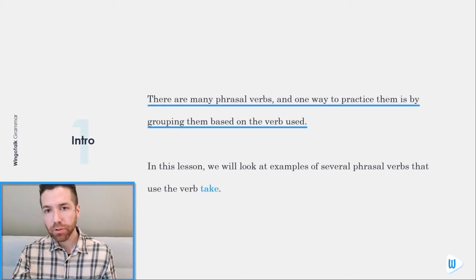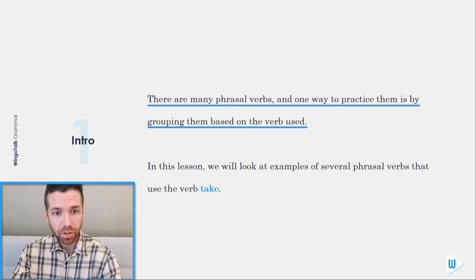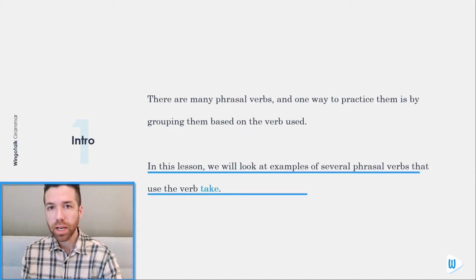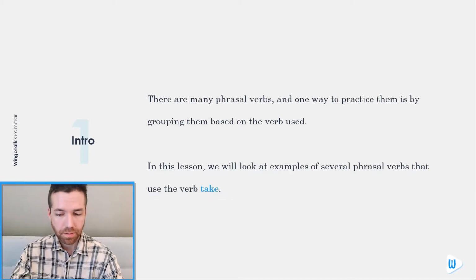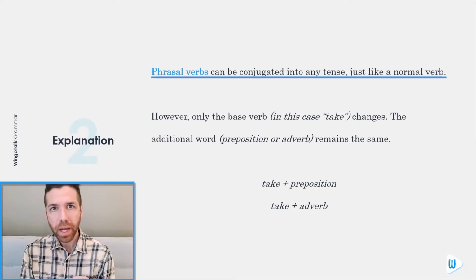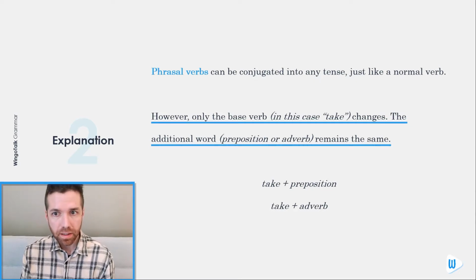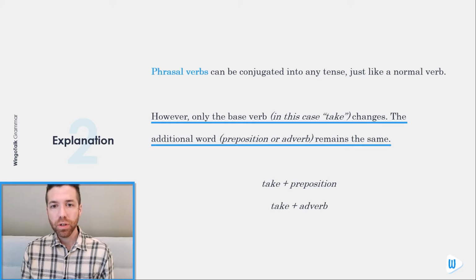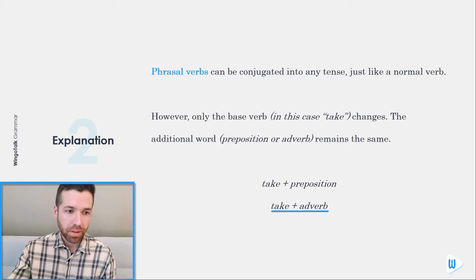There are many phrasal verbs, and one way to practice them is by grouping them based on the verb used. In this lesson, we will look at examples of several phrasal verbs that use the verb take. Phrasal verbs can be conjugated into any tense, just like a normal verb. However, only the base verb, in this case take, changes. The additional word, like preposition or adverb, remains the same. For example, take plus preposition, take plus adverb.